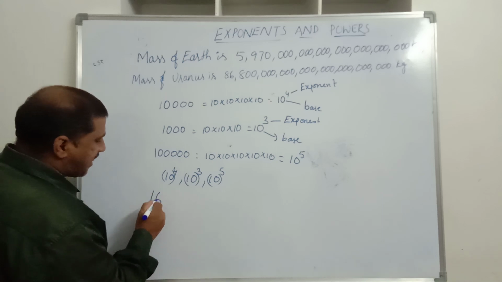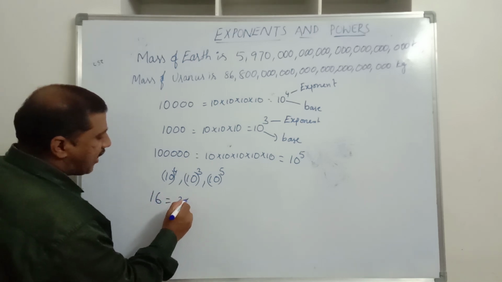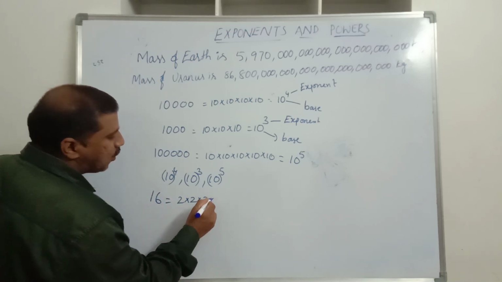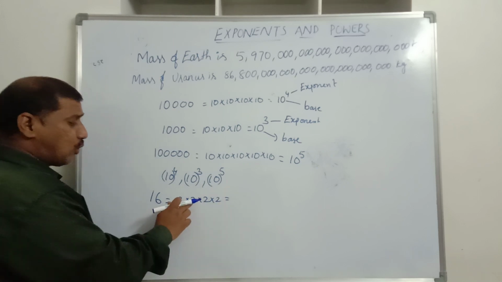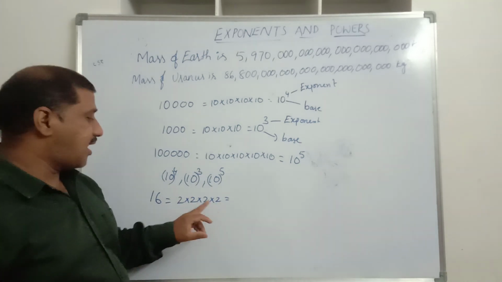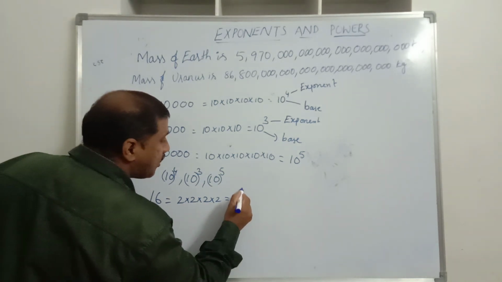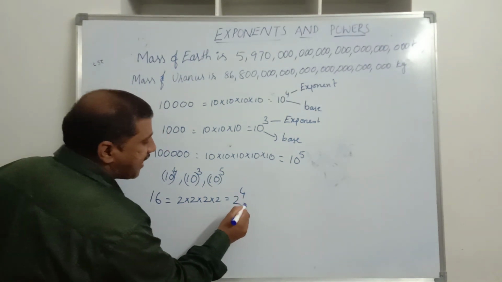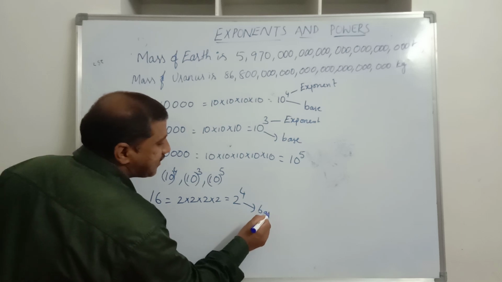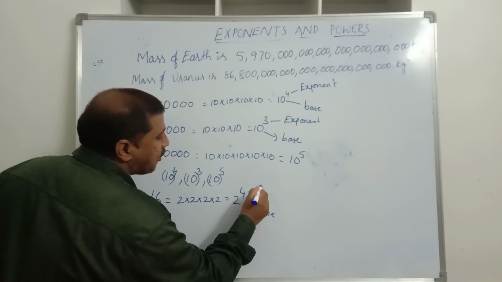See, 16 is there. 16 can be written as 2 into 2 into 2 into 2. That is 2 2s are 4, 4 2s are 8, 8 2s are 16. So 16 can be written as 2 to the power of 4. Here which is the base? 2 is the base and 4 is the exponent.